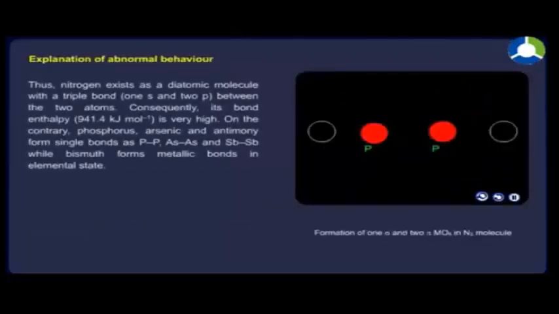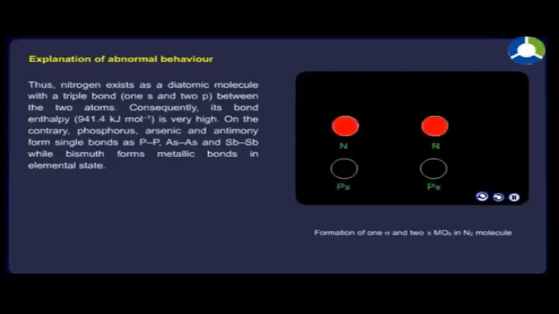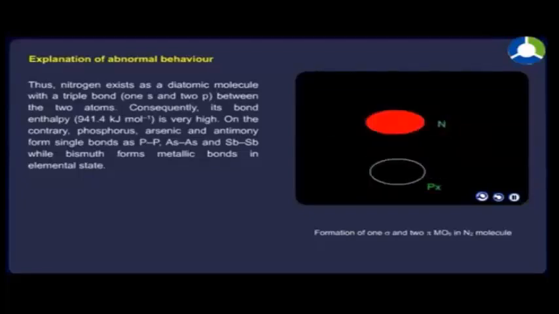Thus, nitrogen exists as a diatomic molecule with a triple bond between the two atoms. Consequently, its bond enthalpy is very high. On the contrary, phosphorus, arsenic and antimony form single bonds as P-P, As-As, and Sb-Sb, while bismuth forms metallic bonds in elemental state.